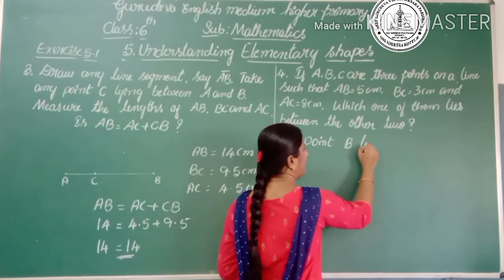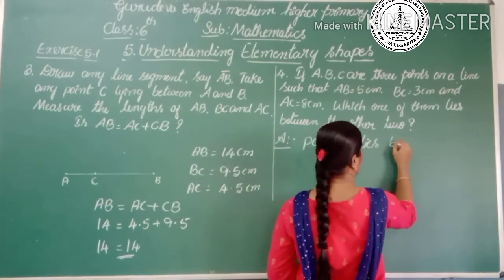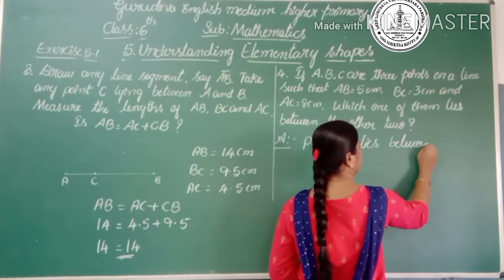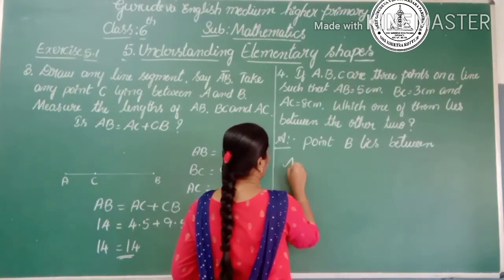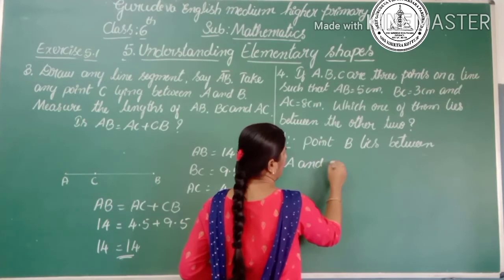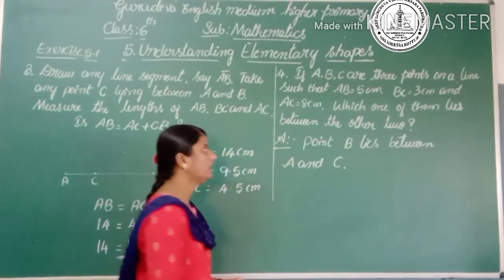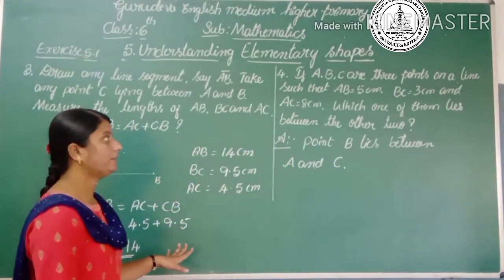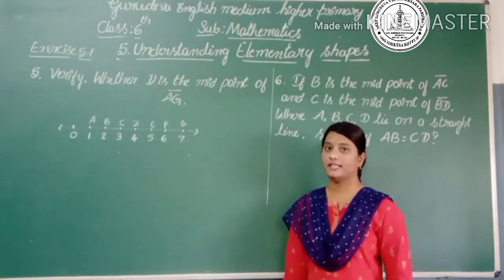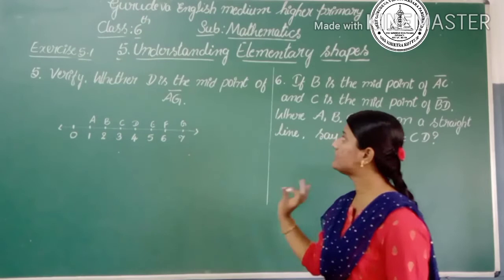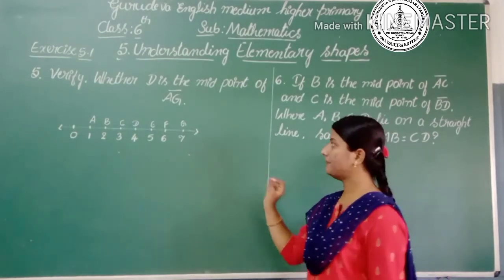Point B lies between A and C. Okay. Is it clear? Yes. Let's go to the fifth question. The fifth question is, verify whether D is the midpoint of line segment AG.